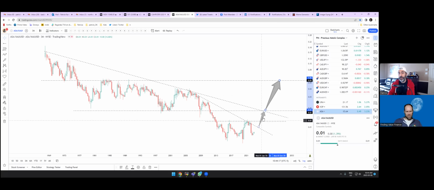This reverse symmetry move here will get enacted once it closes above this line. And this is probably the early breakout line. Once it gets above here, you could start getting excited. It's got a long ways to go though.